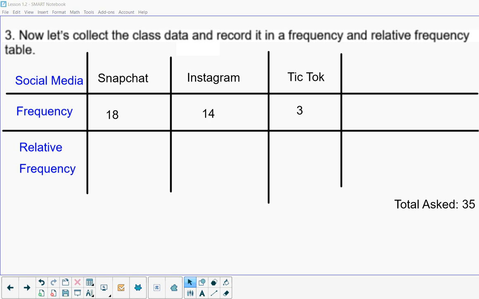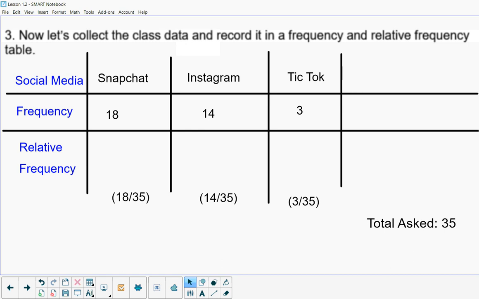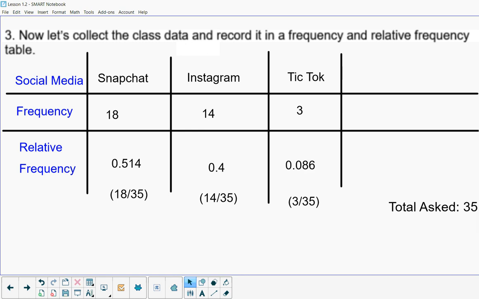So let's pause here and have you calculate the relative frequencies for these 3 apps. So again, to find the relative frequency, it's the frequency divided by the total. So for our Snapchat users, that is 0.514. Our Instagram users, 0.4. And TikTok, 0.086.